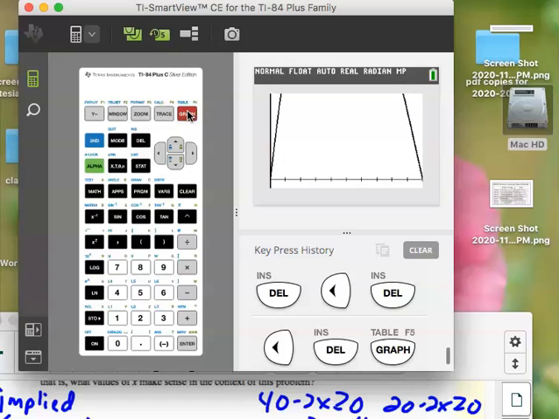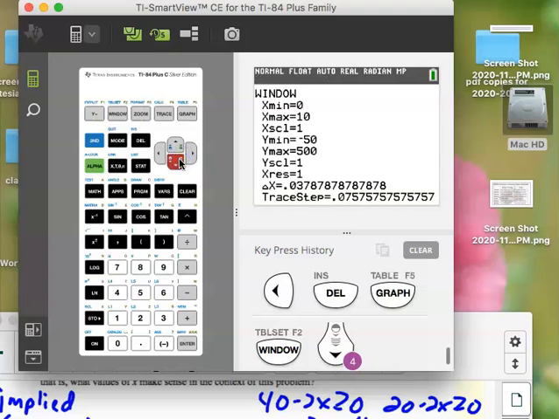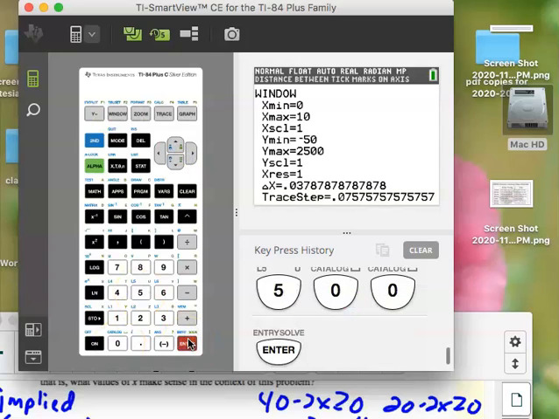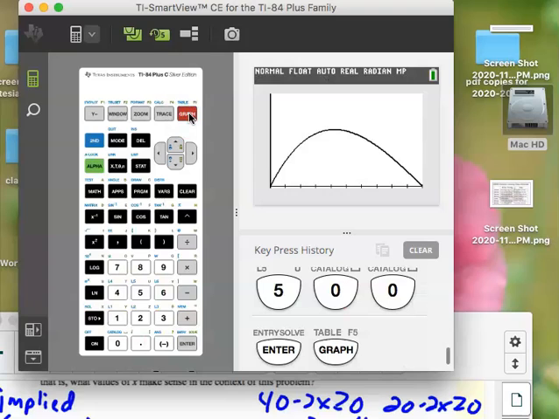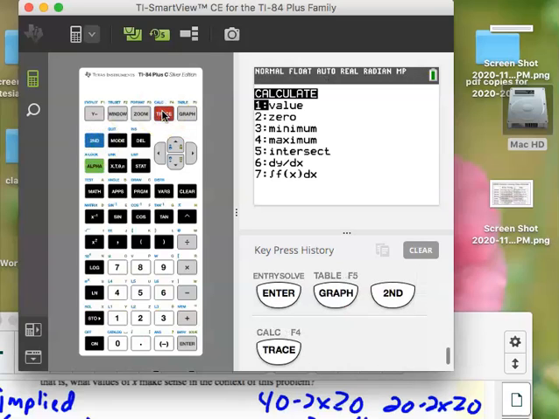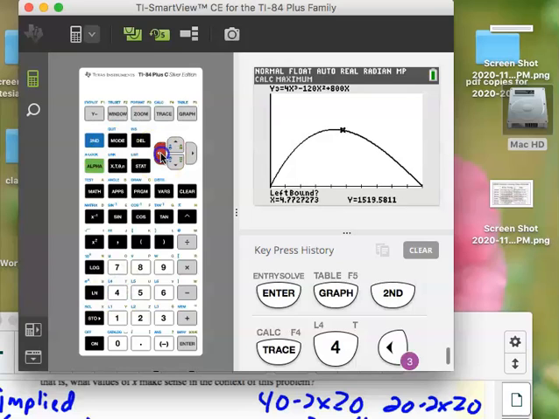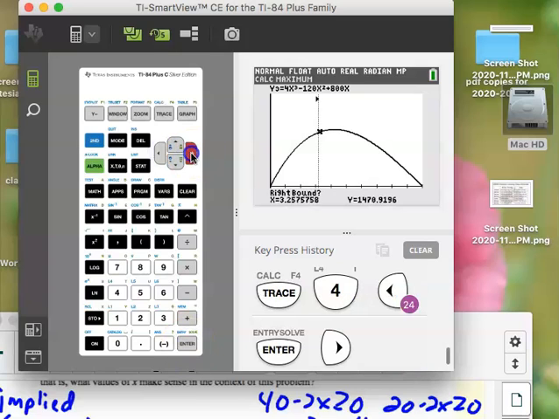I can't see the top of it, so I'll go back into my window and try that 2500 that I had in here earlier. Now I can see the top. Second trace, number 4, the maximum. So the left of the hill, enter, the right of the hill, enter, through guess, and there it is. So to maximize the volume, we could get a little bit more than 1,500, 1,539.601 if we cut those at 4.226.